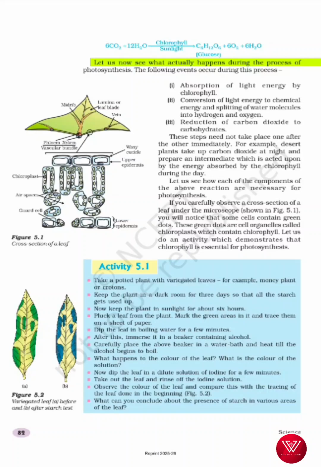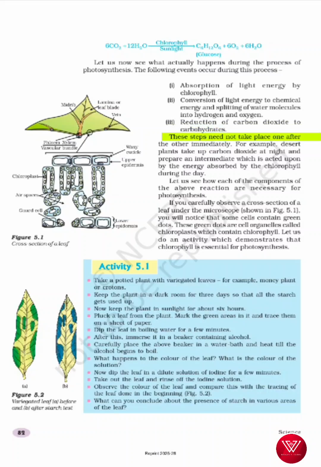Let us now see what actually happens during the process of photosynthesis. The following events occur during this process. 1. Absorption of light energy by chlorophyll. 2. Conversion of light energy to chemical energy and splitting of water molecules into hydrogen and oxygen. 3. Reduction of carbon dioxide into carbohydrates.